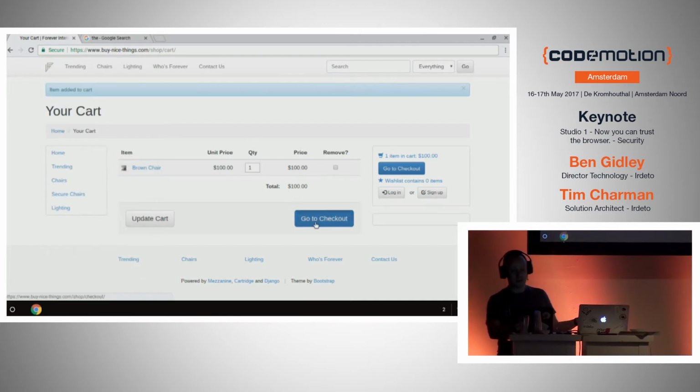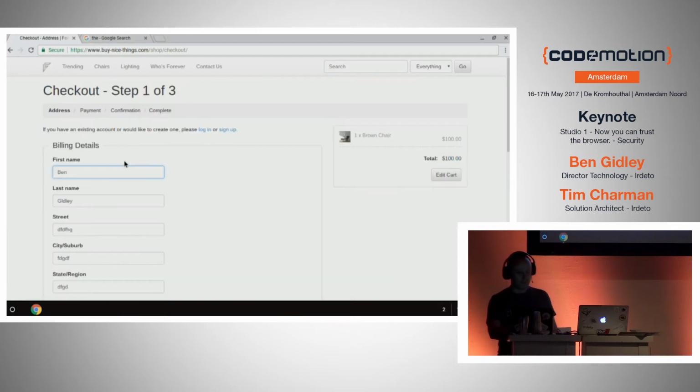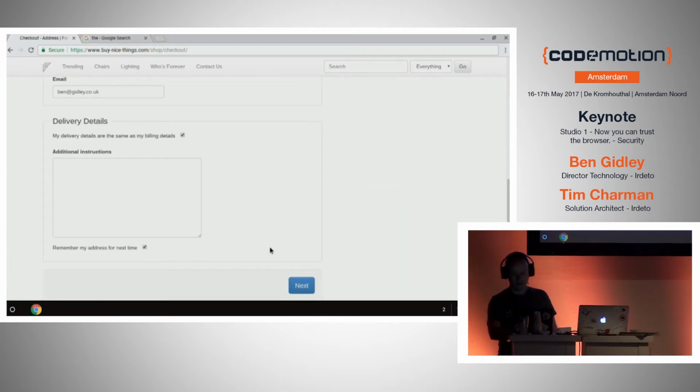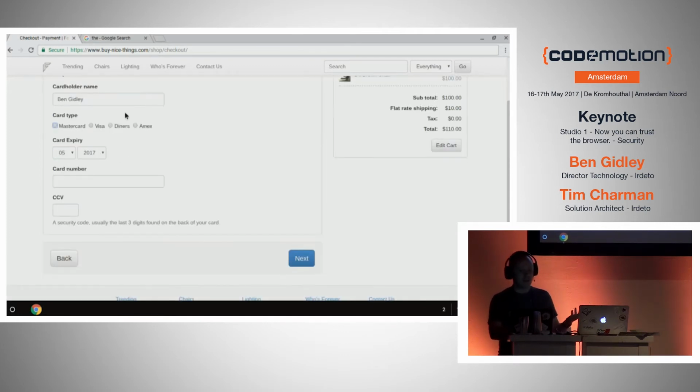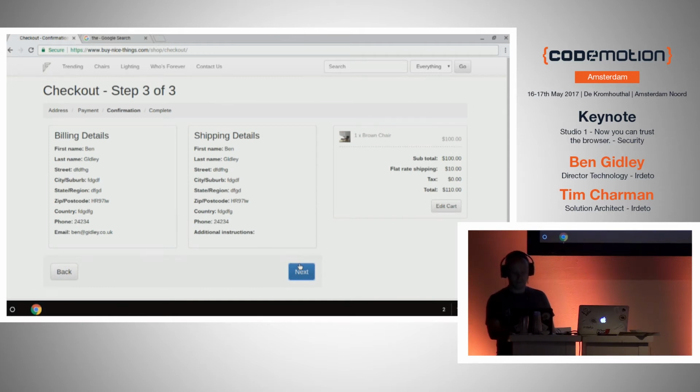So I decided to check out this chair. I fill in my details, then continue. Yes, and then I'm going to fill in my credit card details. Now, credit card details are one of the big things people try and harvest off these things. So let me put in a fake credit card number. That's surely not your card number, Ben. No, probably not. Okay, and I've purchased my chair.